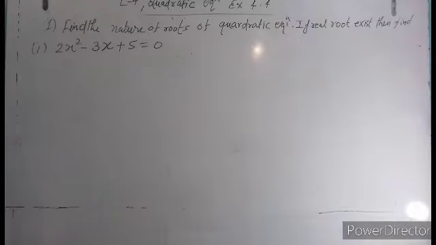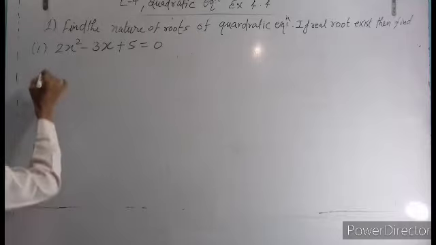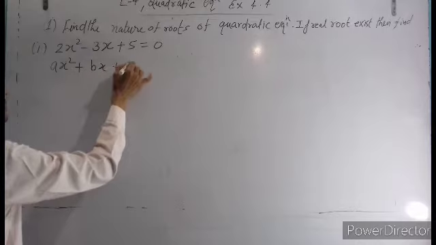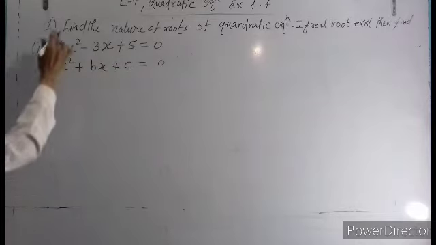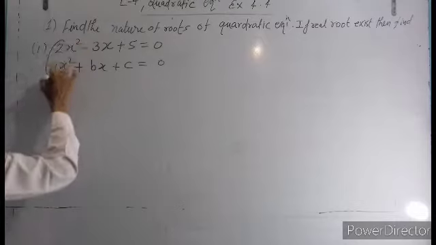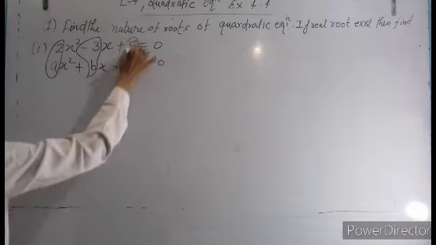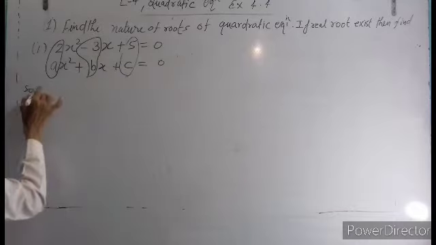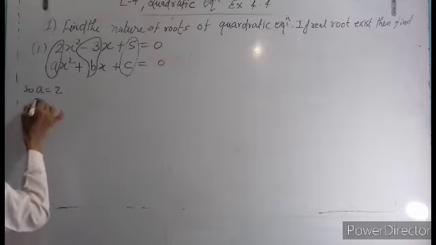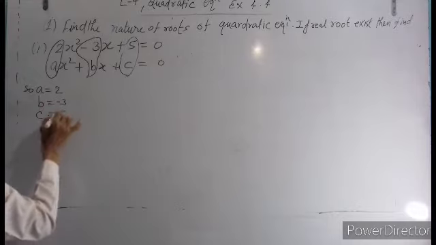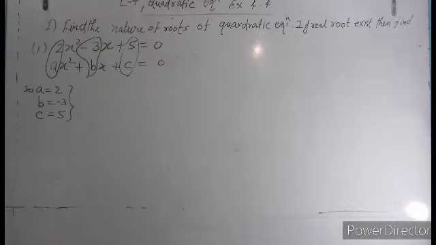So how can we find the nature of the roots? First we have to compare with the general form of the quadratic equation, ax square plus bx plus c equal to 0. Comparing, a equal to 2, b equal to minus 3 and c equal to 5. Using these values, we can find the nature of roots.